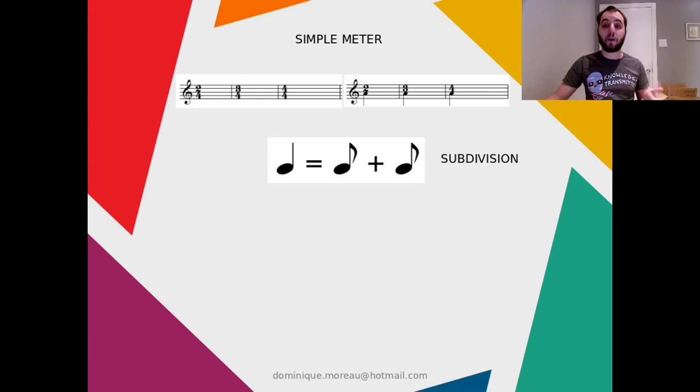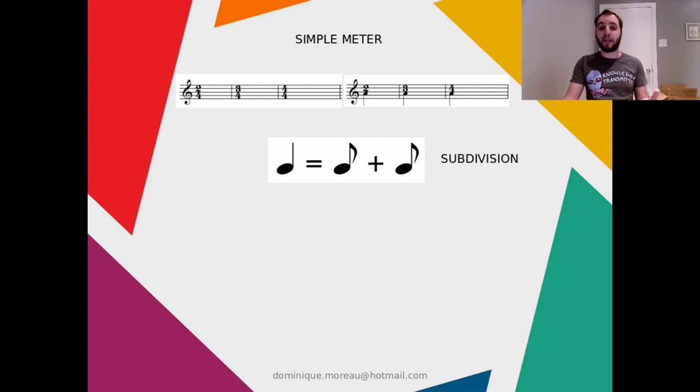Those 2 equal parts, we call them subdivisions. I mentioned subdivisions in the previous workshop I did on how to practice with a metronome. So if you want to refer to that one to better understand subdivisions, you can. But here we have 2 subdivisions in every beat. That actually is the point of simple meter. A simple meter is a meter where the beat is divided in 2 equal parts.